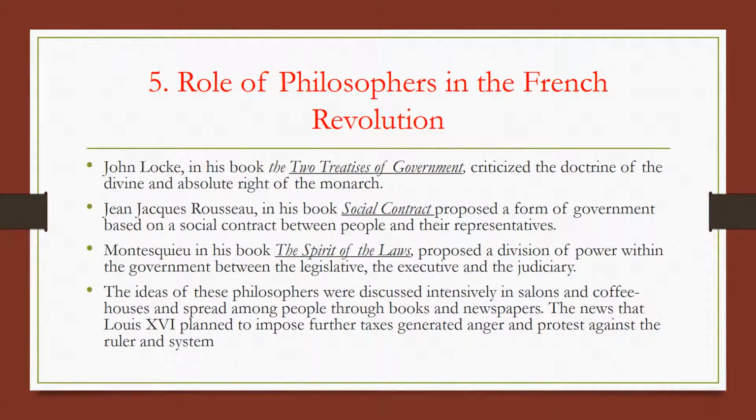Let us look at the role of philosophers in the French Revolution. John Locke, in his book The Two Treatises of Government, criticized the doctrine of the divine and absolute right of the monarch. Jean-Jacques Rousseau, in his book Social Contract, proposed a form of government based on a social contract between people and their representatives. Montesquieu, in his book The Spirit of the Laws, proposed a division of power within the government between the legislative, the executive and the judiciary.